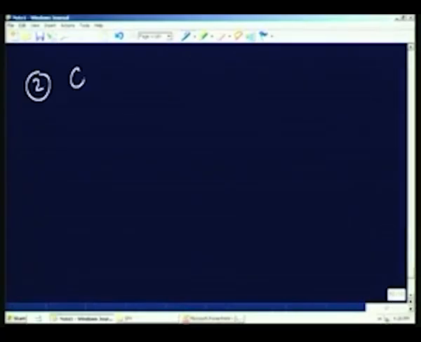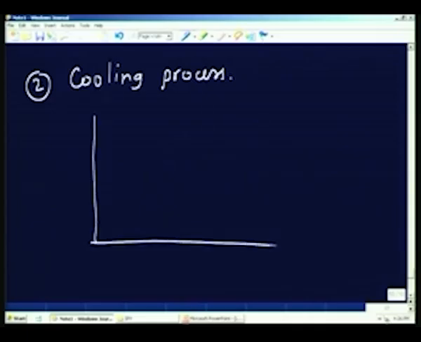The second part consists of the cooling process. So, let me just describe what happens. I will make a simple sketch here. This is the time axis, and this is the temperature. I have the calorimeter at a temperature T1, which is also the temperature of the jacket. This is also equal to the jacket temperature.